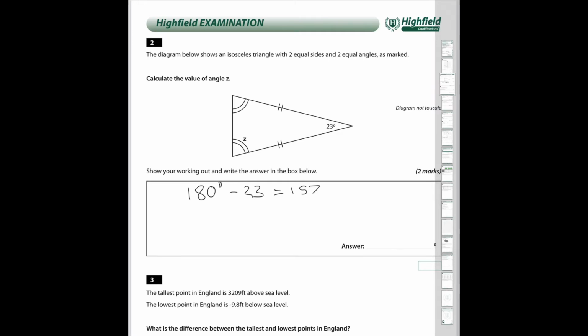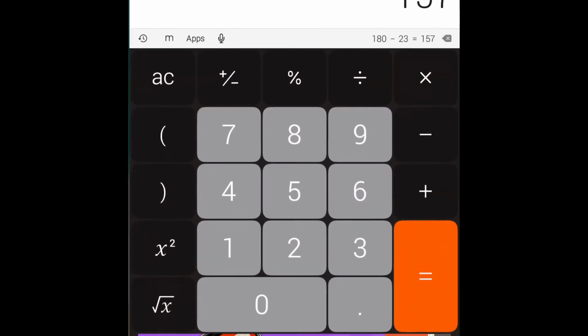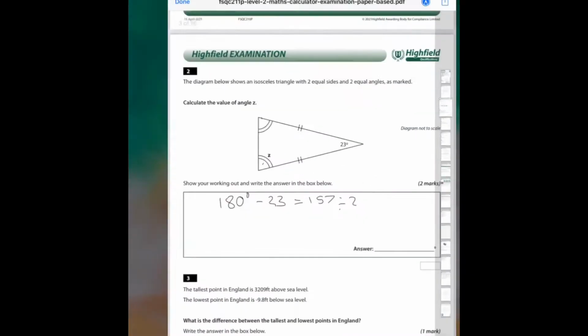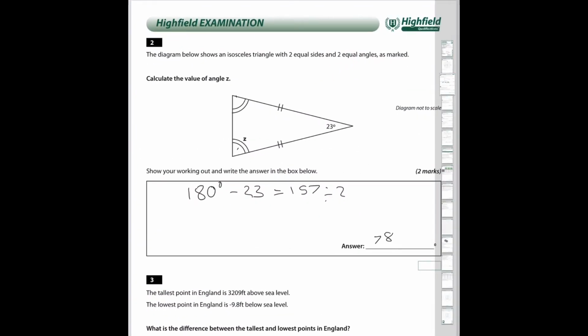So 157, as we know these are equal, we just divide that by 2, which is 78.5. So the answer is 78.5 degrees. So we find the total. We know a triangle, the angles always add up to 180. So it's just a case of making sure you understand that those are equal.